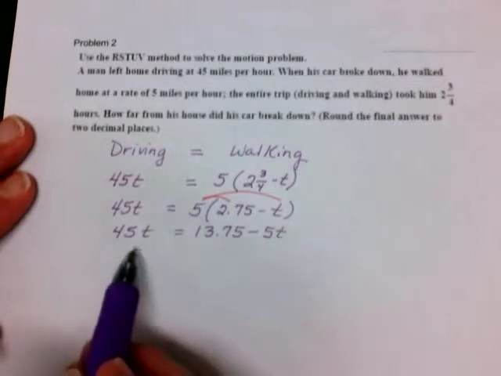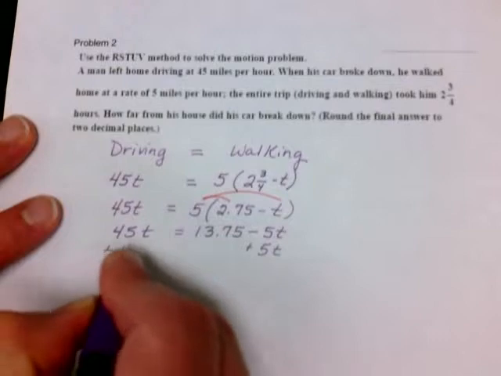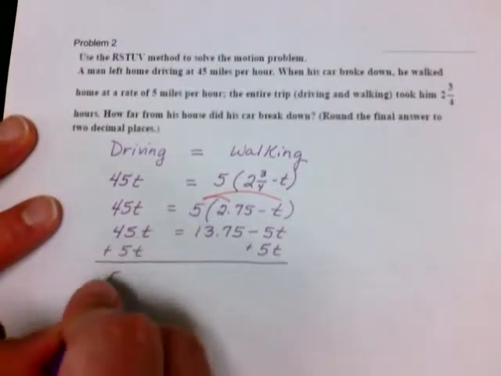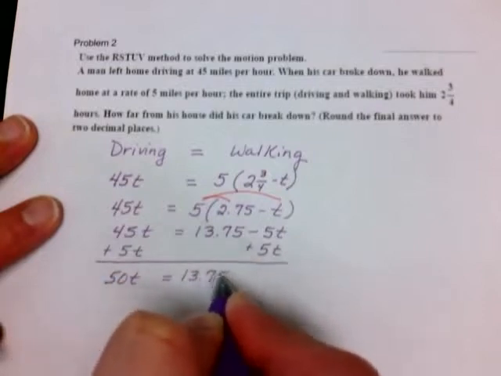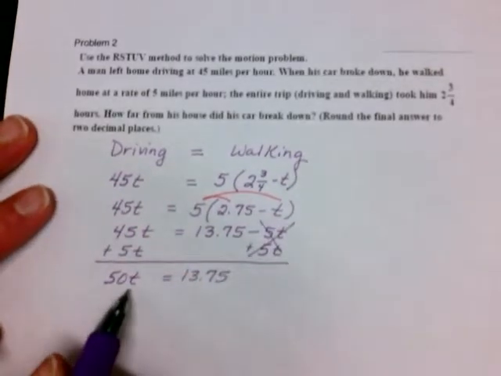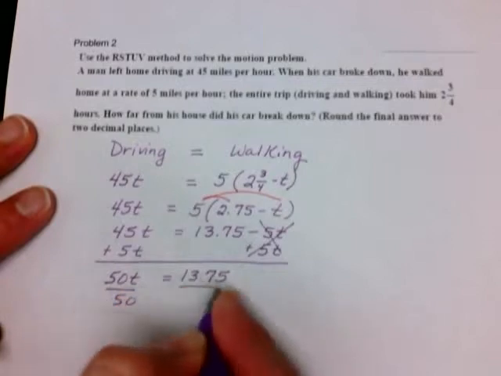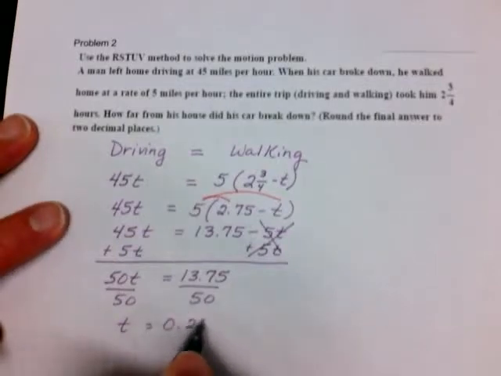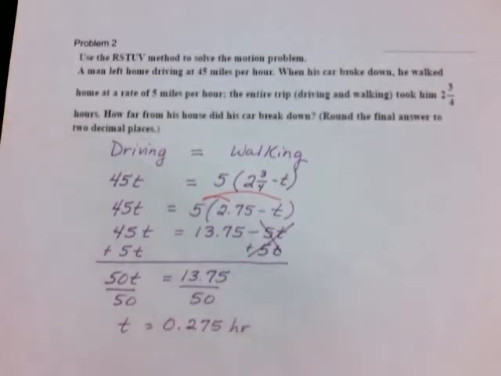Now let's move all the 5t over here to the left side of the equation by adding 5t. So 45t plus 5t gives me 50t equals 13.75. These cancel out. And now we see the 50 being multiplied by the t, so I'm going to divide both sides by 50. So that I get t equals 0.275. And this is 0.275 hours because it's time.